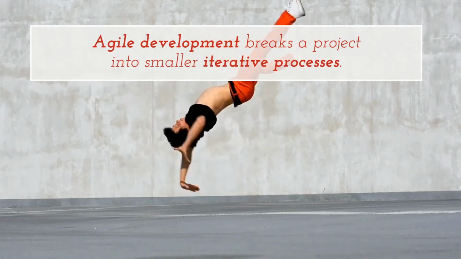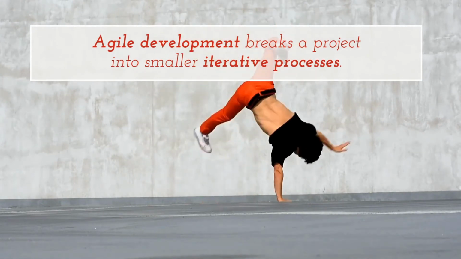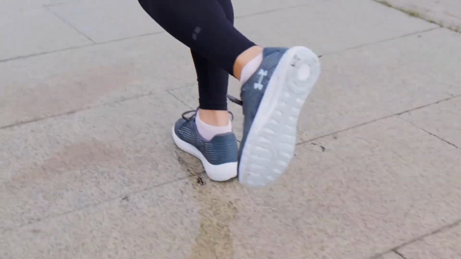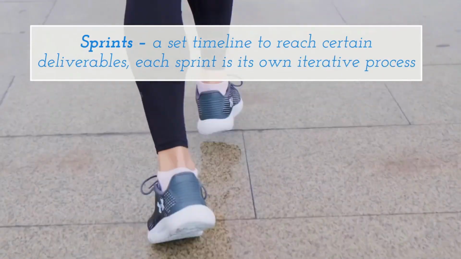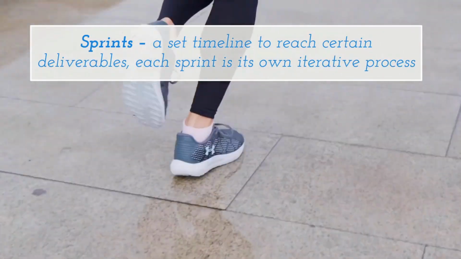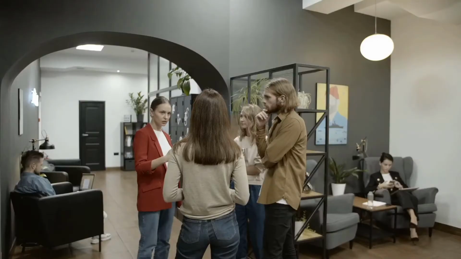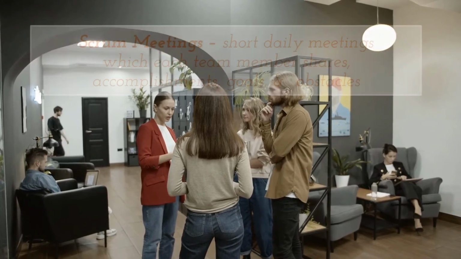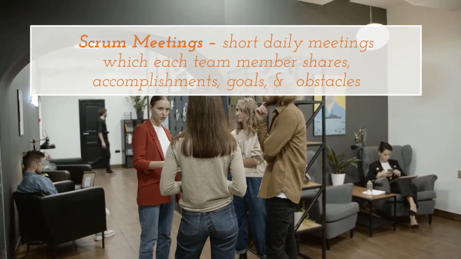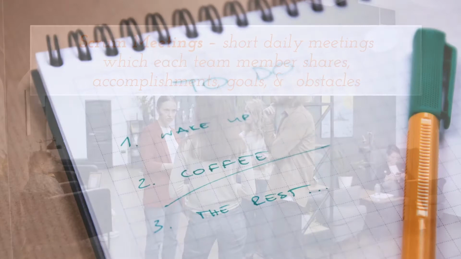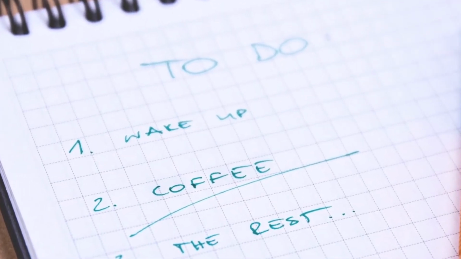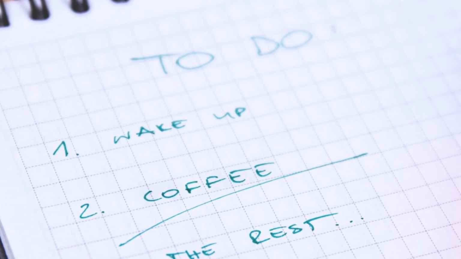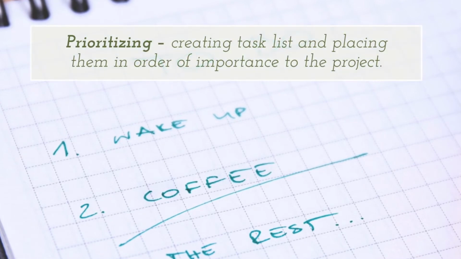The 3 major techniques in Agile development include sprints, a set timeline, usually 2 to 4 weeks to reach a certain development. Each sprint has its own iterative process. Scrum meetings are short daily meetings in which the team members share accomplishments, goals, and obstacles. Prioritizing is creating a list of core features or tasks and placing them in order of importance to ensure that key elements of the project are completed first.